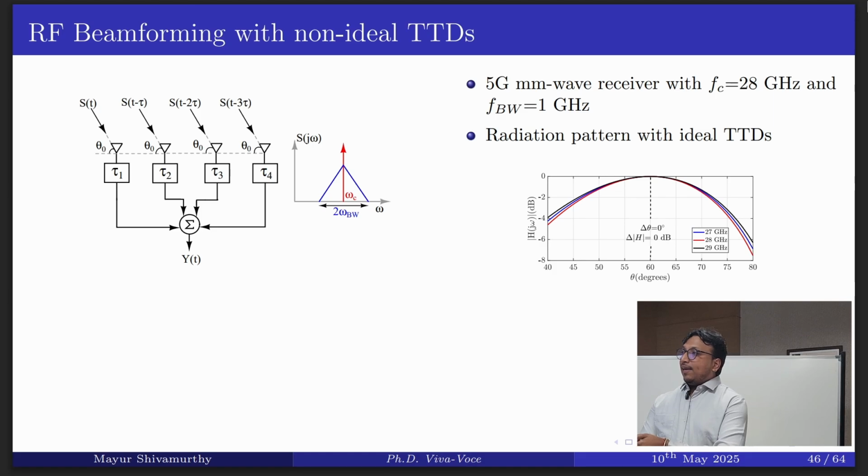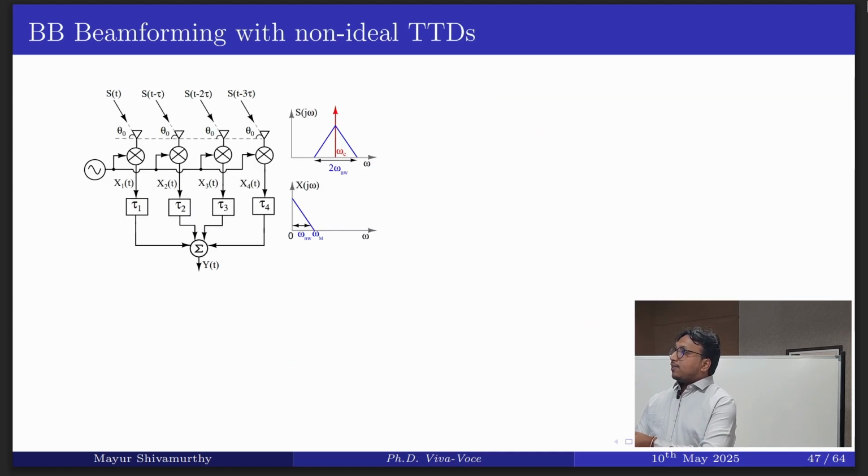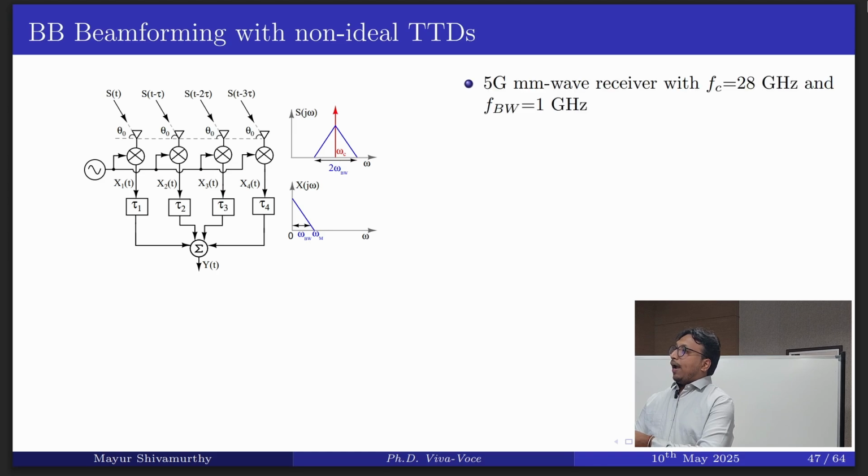With ideal TTDs, it is observed that the radiation pattern should not have any gain variation and there should be no beam squint. But considering different delay variation and gain variation from the TTDs, the radiation pattern of this 4x1 receiver does show the gain deviation and there exists some amount of beam squint. The next case is a baseband beamforming architecture, and we have considered the same case of a 5G millimeter wave receiver with fc equal to 28 GHz and bandwidth of 1 GHz.